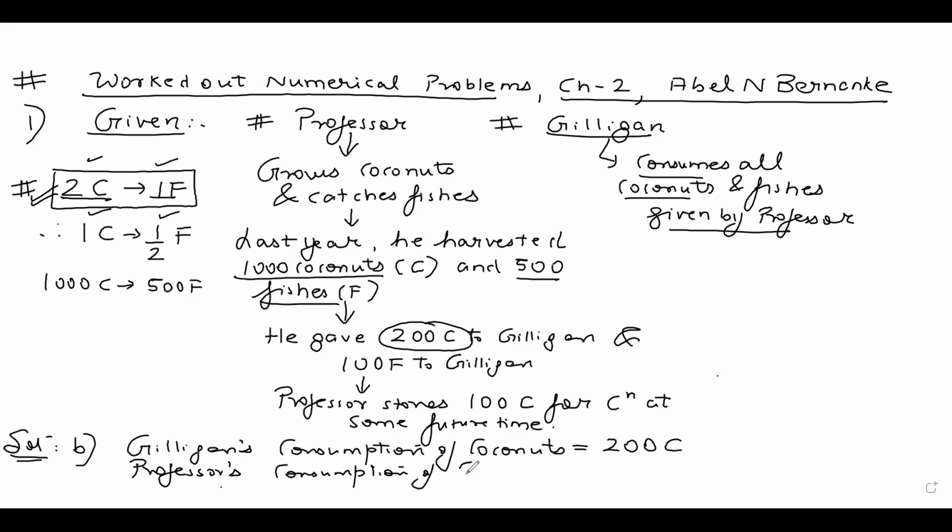What is the professor's consumption of coconuts? Professor's consumption of coconuts is how much? So the professor has harvested how many coconuts? 1,000 coconuts. Out of 1,000 coconuts, 200 coconuts were given to Gilligan. So the professor has how many coconuts? 800 coconuts. And these 800 coconuts also include 100 coconuts which are kept for future consumption.